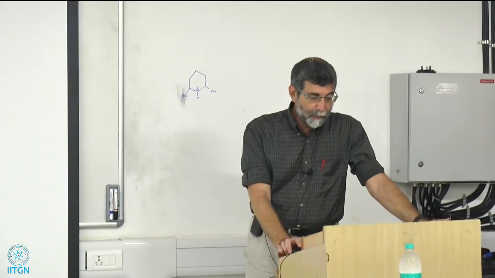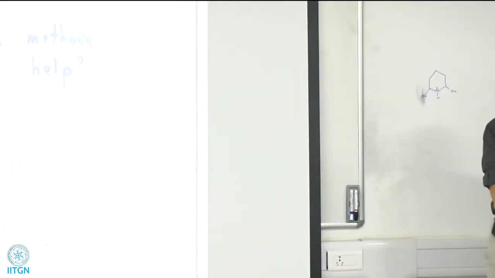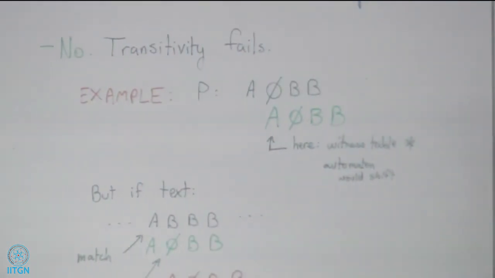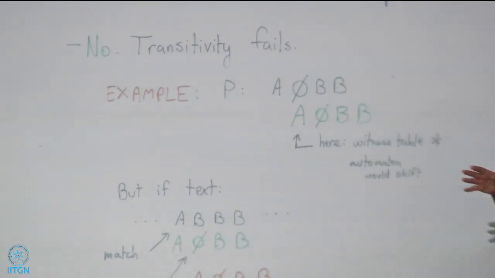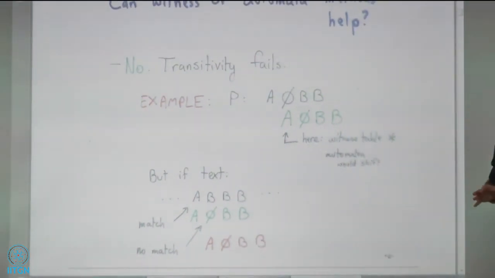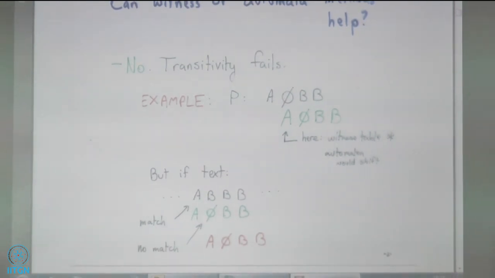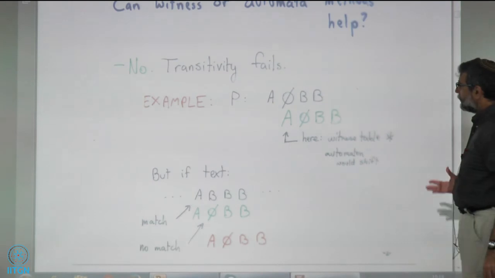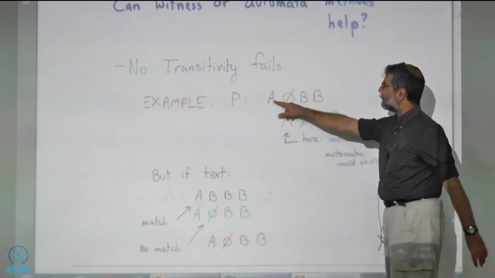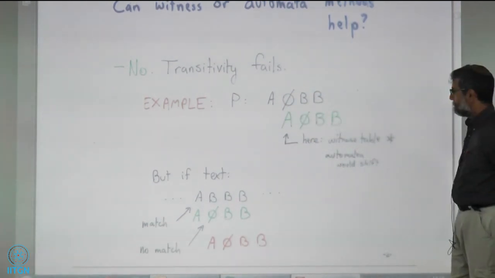All right, so let's see if witness or automata methods help. Now, I said that they help in many cases, but in all the cases that they help, there is transitivity. And this transitivity, the people who've been here from the beginning already have the big T in their mind. They know about transitivity. But let's see what happens here. Suppose this is my pattern, A phi B B.